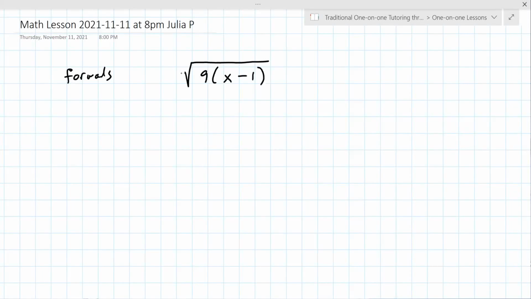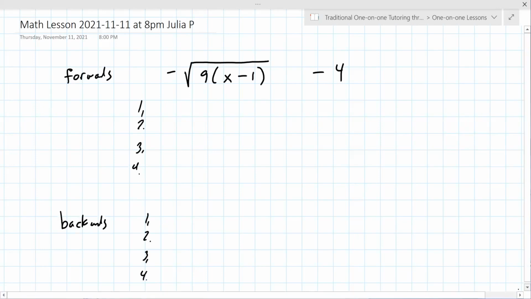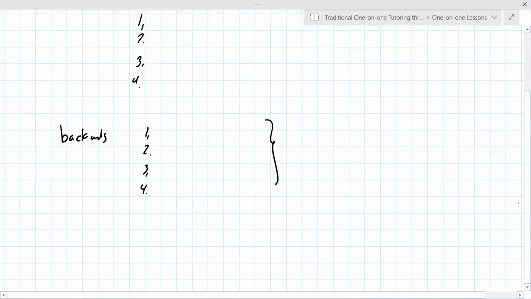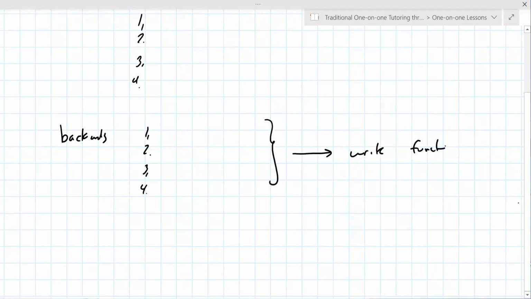Minus 1, minus 4, negative. And then you list the transformations. The backwards is, I list the transformations, then you write the functions. Is that what you meant? Yeah. The backwards here, where you write the function from it? Yes. Okay.